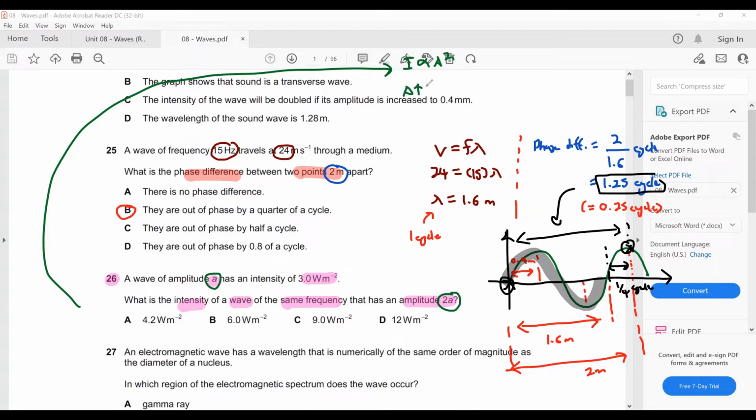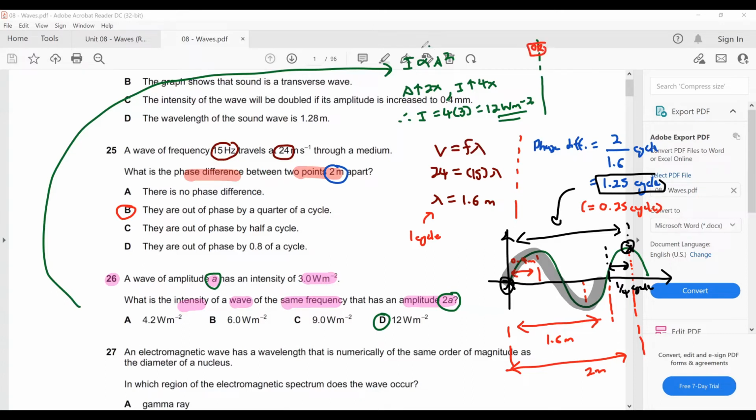Amplitude increase 2 times, intensity must increase by 4 times. Therefore, the new intensity is 4 times 3, giving you 12 watts per meter squared. Answer should be D. But if you want to do it a different way, I can give you this one.